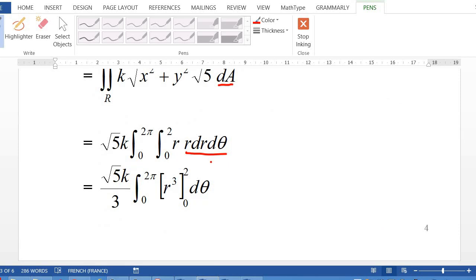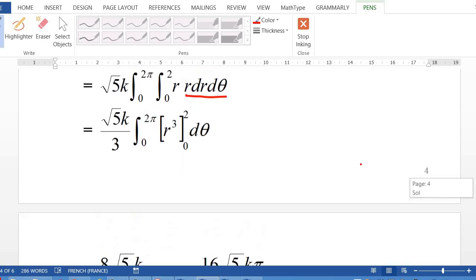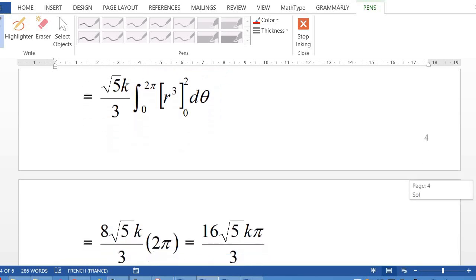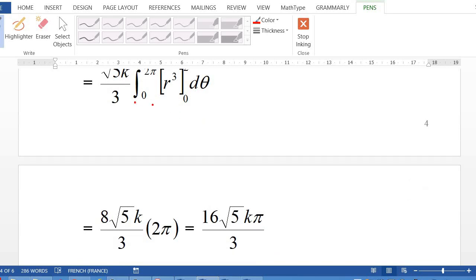So we integrate r squared, we get r cubed over 3. Plug in the limit of r, so we have here 8. So 5 times 8, k divided by 3. Lastly integrate 1 d theta from 0 to 2 pi, you have 2 pi. So the total is 16 pi k times the square root of 5 over 3.